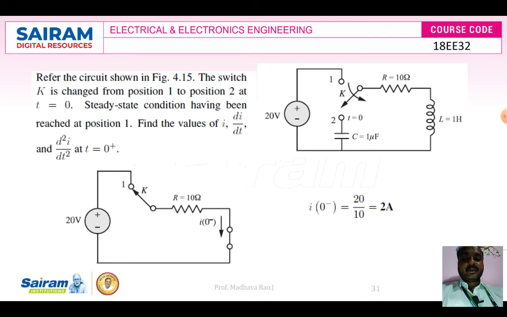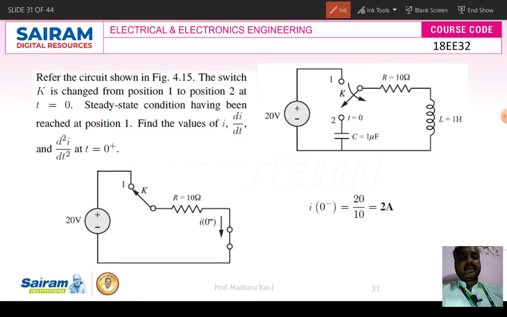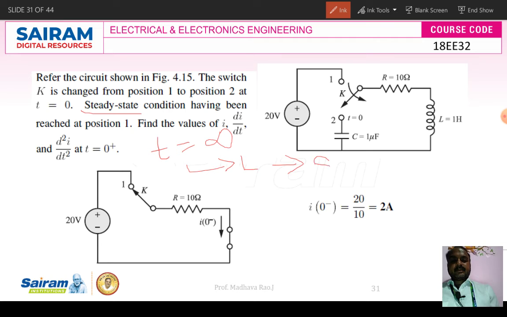Find the values of I, di by dt, and d square I by dt square at t is equal to 0 plus. So where is the steady state? Steady state means we have to consider t is equal to infinite. In this case, the inductor acts as a short circuit. So here the circuit will be like this.